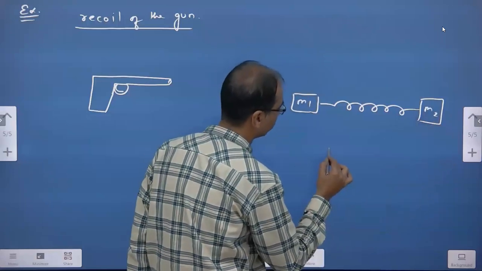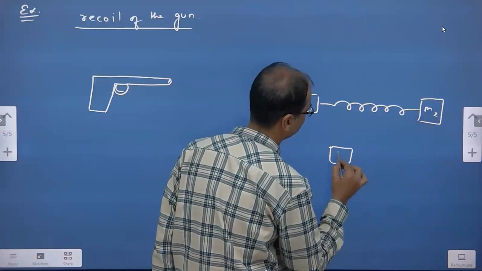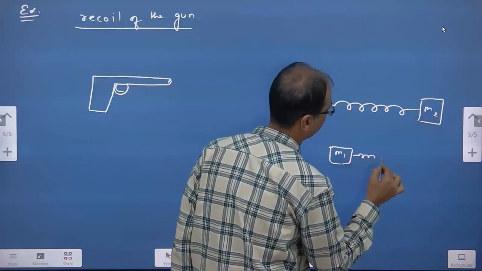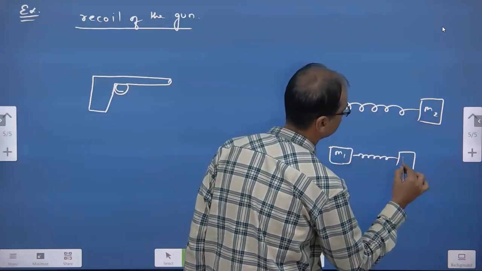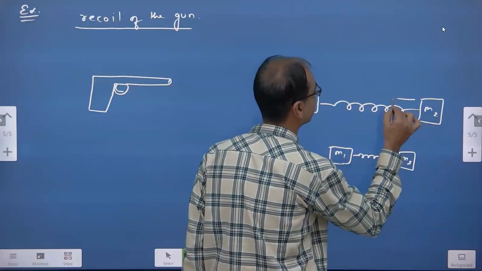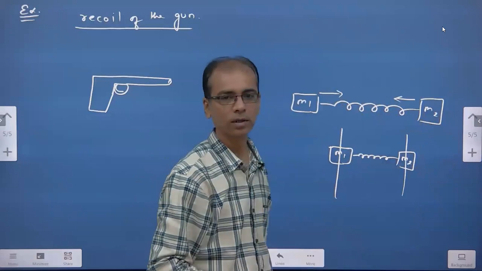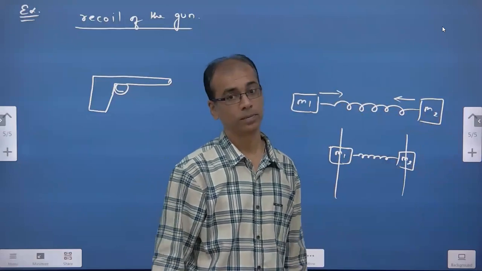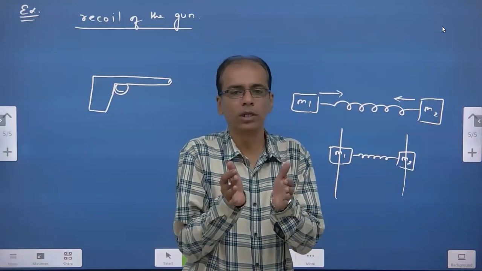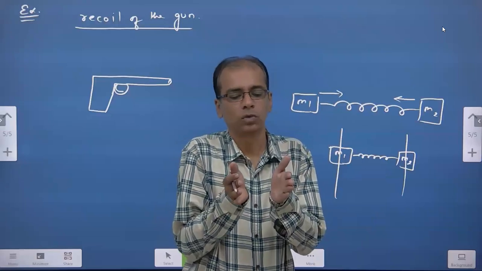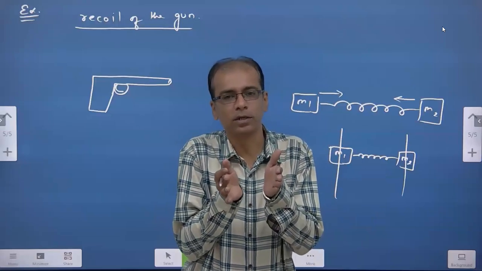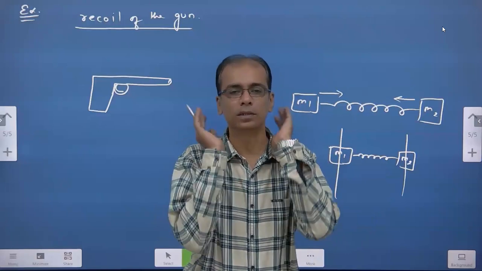I brought them very close. M1 is here now, and M2 came here. What I did is I compressed the spring like this. But at this position, is anyone in motion? No. Rest. Now I'm going to release. So when I release, what is the acceleration of center of mass? 0.